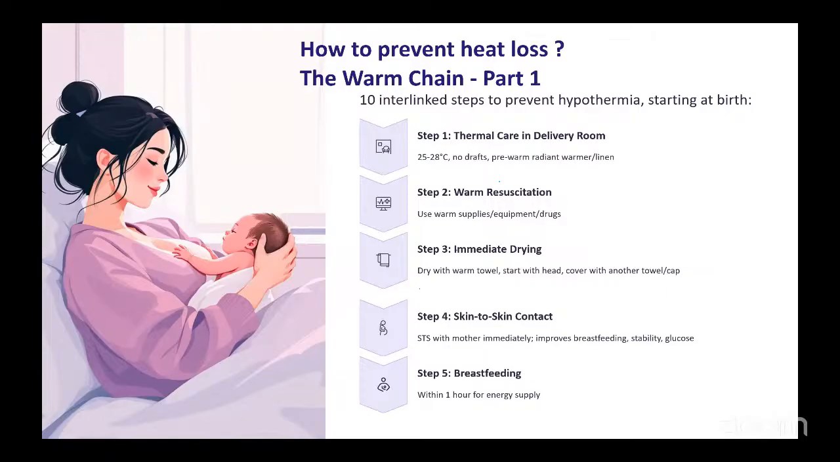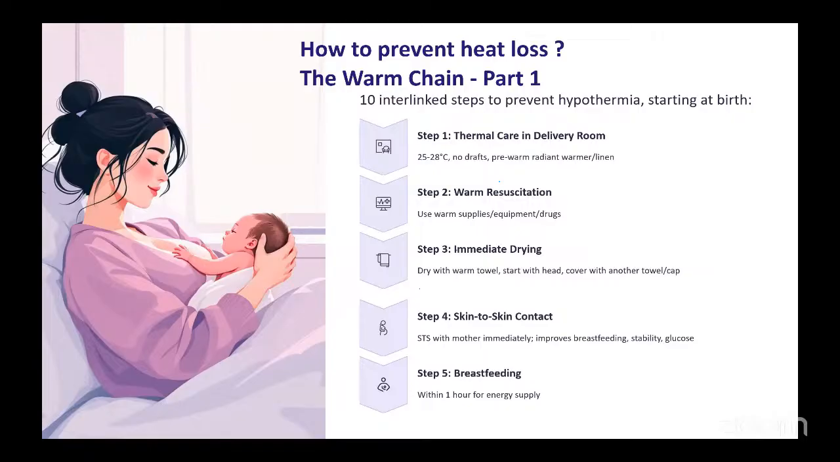During resuscitation, make sure you use warm supplies, equipment, drugs, and all those things, including fluids and oxygen. Make sure you dry the baby immediately to avoid evaporative heat loss. You dry with a warm, dry towel, start with the head, and then cover with another warm dry towel, and also use a cap to cover the head, because the baby also loses temperature through the head.